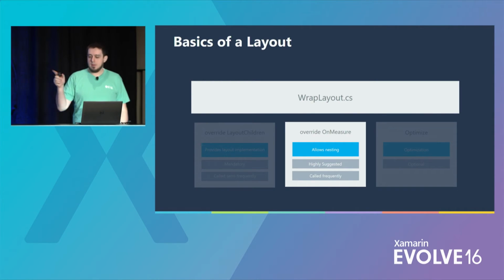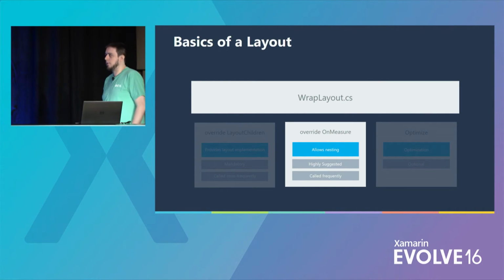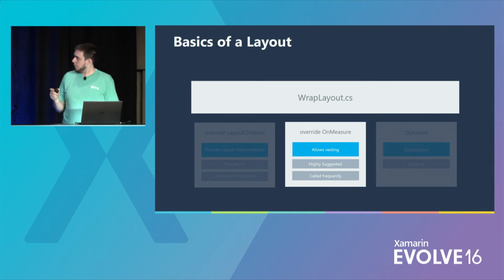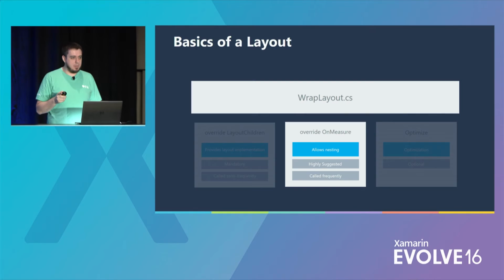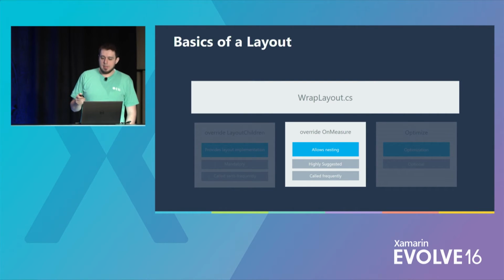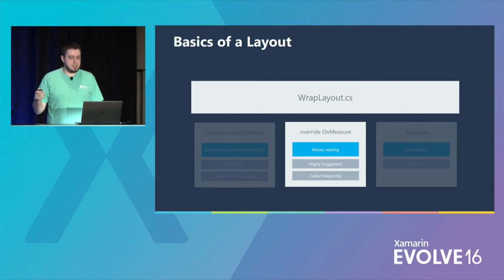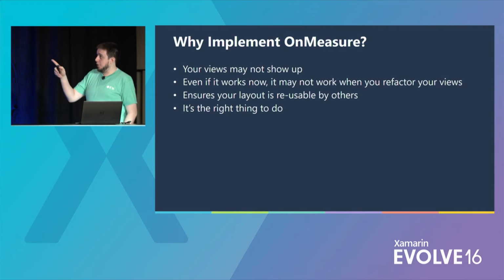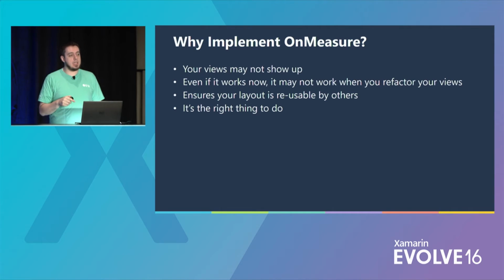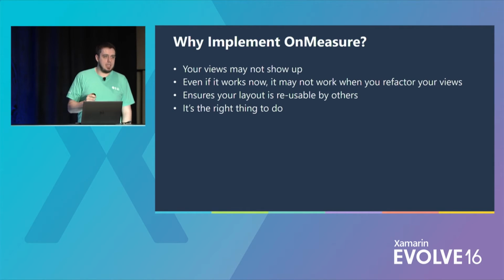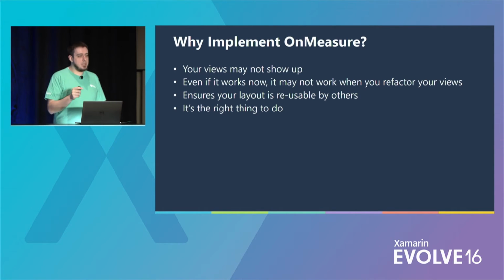OK. Let's talk about overriding on measure. On measure is how you're going to get this thing to actually enable scrolling. And we'll show you what's going to happen if we didn't implement on measure. But it's called fairly frequently, so that's important information. If you don't implement on measure, your views may not show up. Even if it works right now, which it does, it may not work in other scenarios. And generally speaking, it's just the right thing to do. So implement on measure.